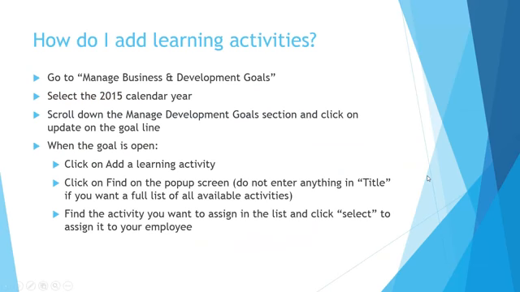So to add learning activities within Review Snap, we just wanted to provide a quick refresher. You're going to go to your Manage Business and Development Goals. You want to select the 2015 calendar year. You're going to scroll down to Manage Development Goals section, and you're going to click Update on the goal line. When the goal is open, you're going to be able to click on Add a Learning Activity. You'll then click on Find on the pop-up screen.